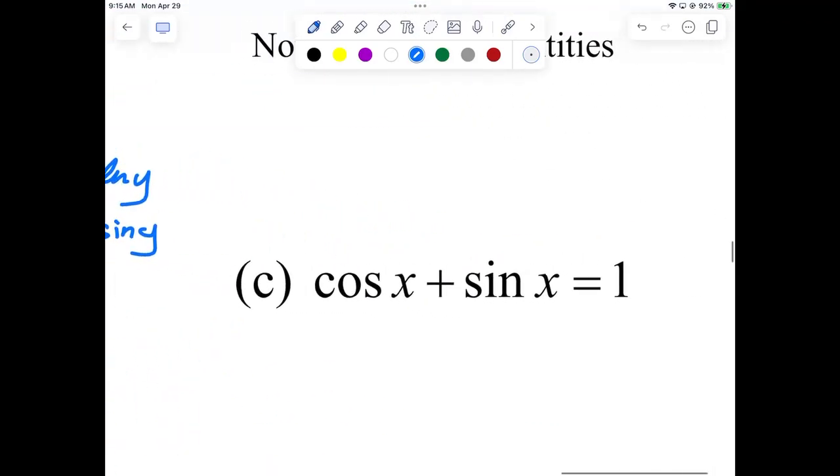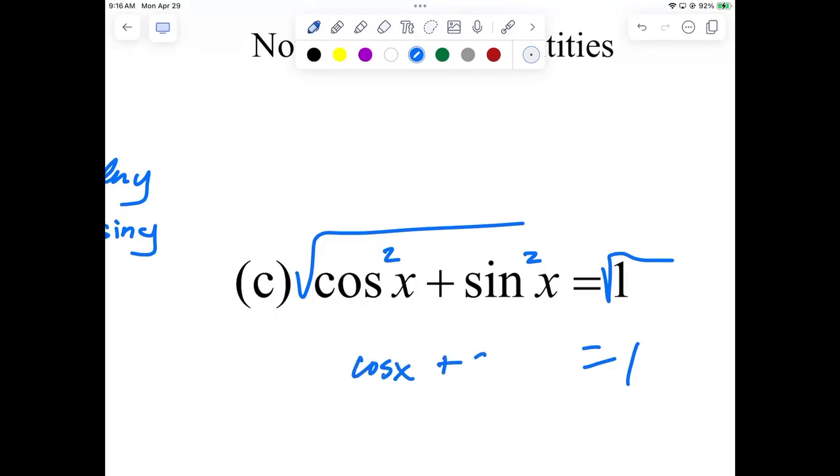All right, how about this one? Cosine x plus sine of x equals 1, right? Is that Papa Pid? What do you mean it's not Papa Pid? Oh, they got to be squared. Oh. Well, what if they were both squared? Couldn't I just take the square root of both sides? And the square root of 1 is 1, and the square root of cosine squared is cosine, and the square root of sine squared is sine. Does that work? Can I just take the square root of both terms?